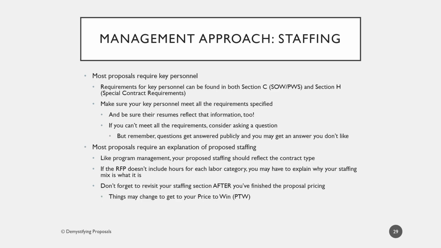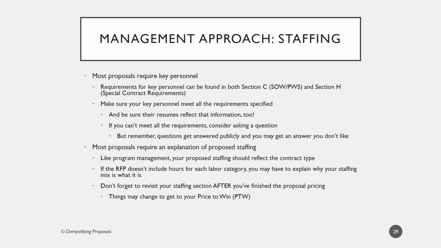So the next section that often comes in management approach is staffing. Most proposals require key personnel, and the requirements for key personnel are usually found in Section C and Section H. Now, the requirements in Section C and Section H may not match, and if they don't, that's something that you should definitely ask about in your questions. Also, make sure your key personnel meet all of the requirements specified in Section C and Section H. And make sure that their resumes, the ones that you submit with your proposal, reflect that information too.